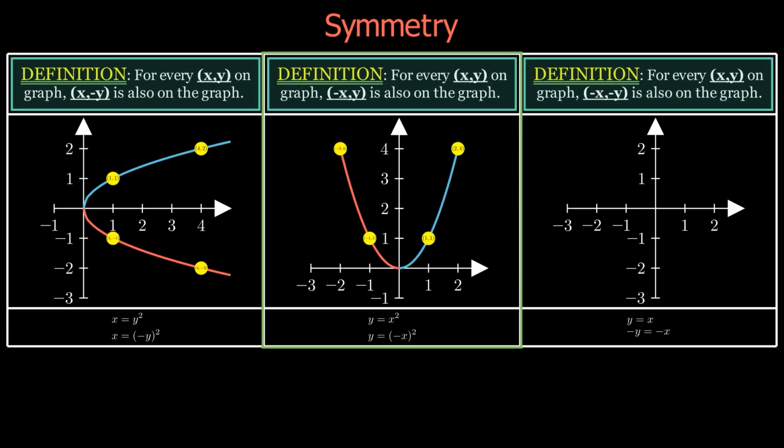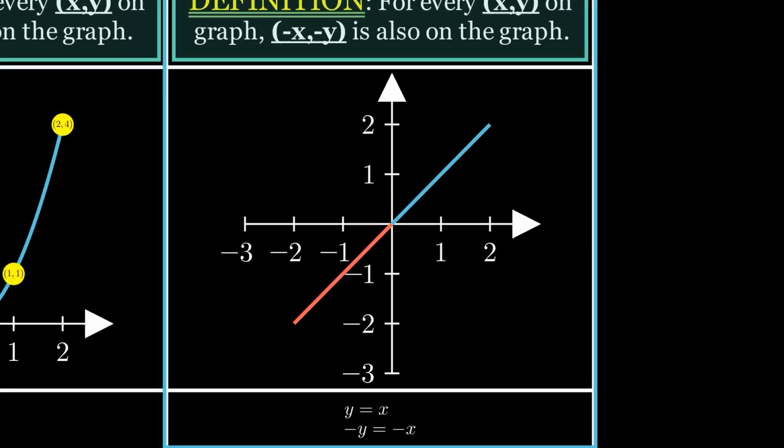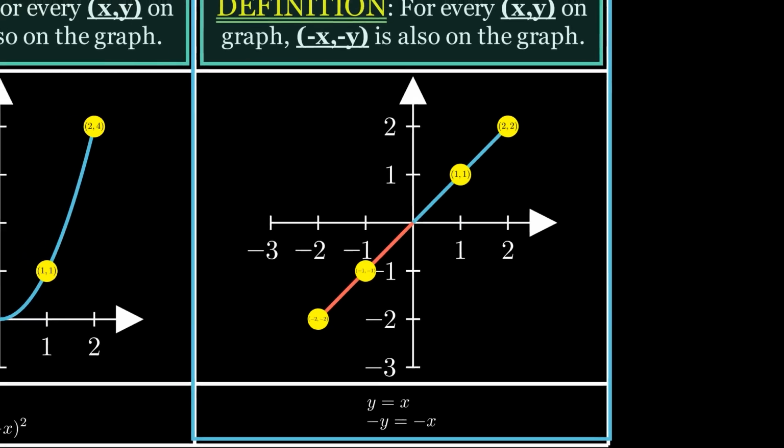Finally, let's look at symmetry with respect to the origin. A graph is symmetric with respect to the origin if, for every point x, y on the graph, the point negative x, negative y is also on the graph. For example, the points 1, 1 and negative 1, negative 1 are symmetric with respect to the origin. Similarly, the points 2, 2 and negative 2, negative 2 are symmetric with respect to the origin.